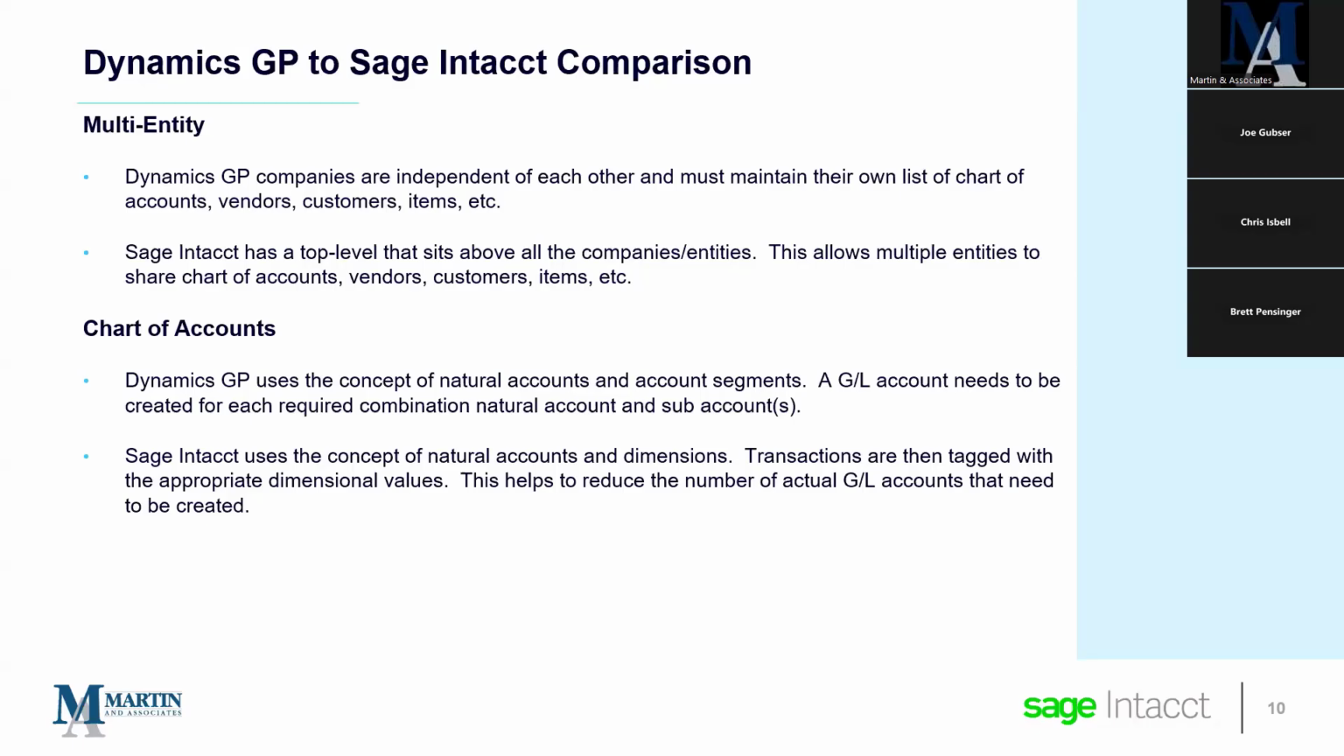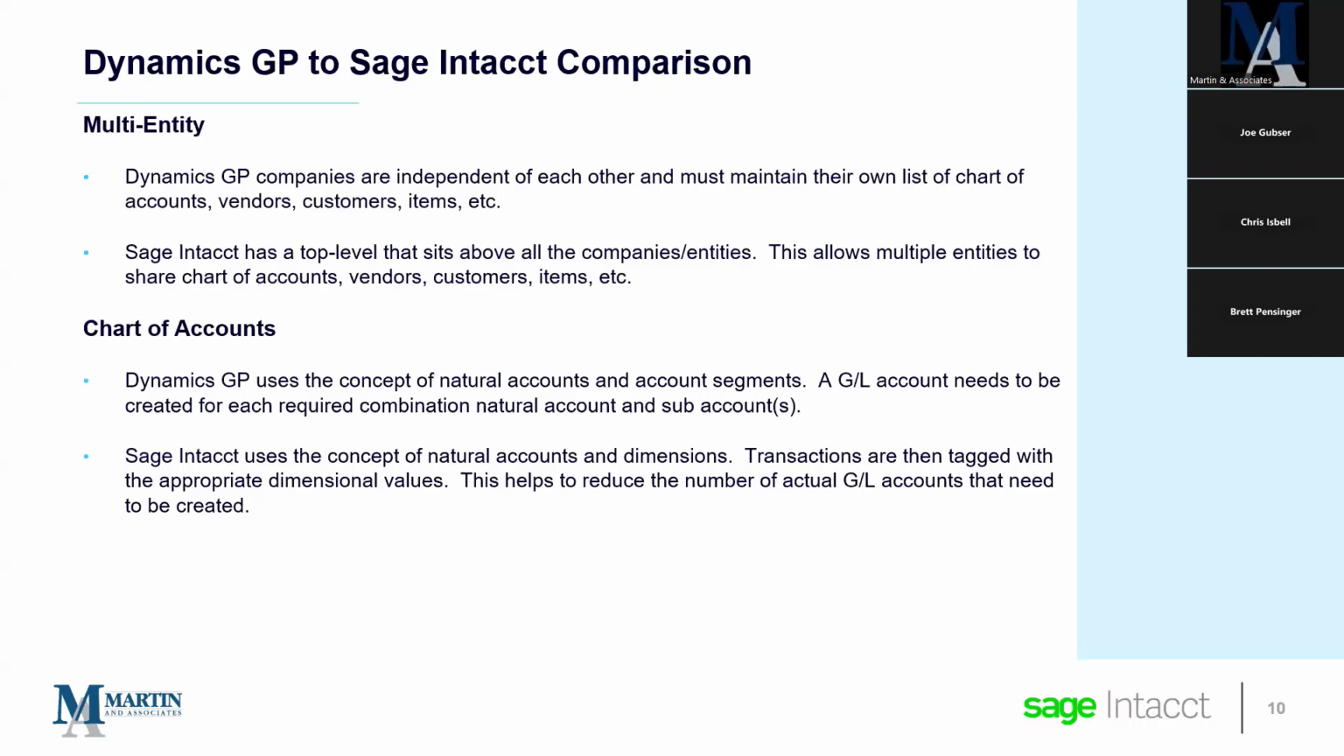Chart of accounts is another big key difference between the two. Dynamics GP uses the concept of natural accounts and account segments, and a GL account needs to be created for each required combination of natural account and sub accounts that you have out there. So your chart of accounts can get pretty big pretty quick if you have a lot of sub accounts out there because you're creating every possible combination that you need for each account.